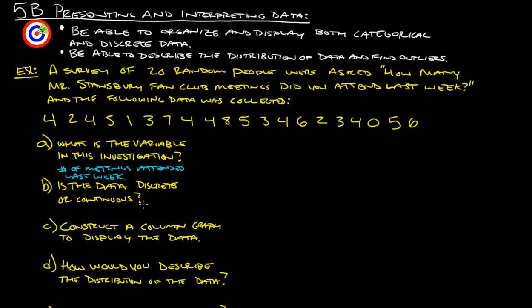Is the data discrete or continuous? Again, 4 meetings, 2 meetings. I guess it's assumed that if you showed up to part of a meeting, you actually attended the meeting, but no one's giving 4.3 or anything like that. It's either a meeting you attended or you didn't attend. So since it's countable, it's considered discrete.